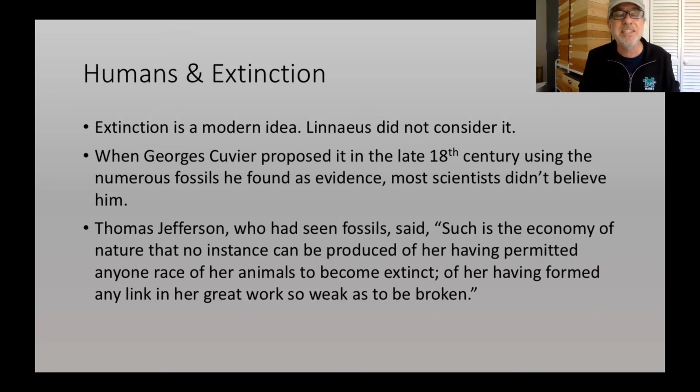Thomas Jefferson, who had seen fossils, said, "Such is the economy of nature that no instance can be produced of her having permitted any one race of her animals to become extinct, of her having formed any link in her great work so weak as to be broken by extinction." This is an idea that up until the time of Darwin, most people thought was preposterous. There was a creationist ideology where God had made all the organisms on Earth. They were perfect as made, so how could they go extinct?